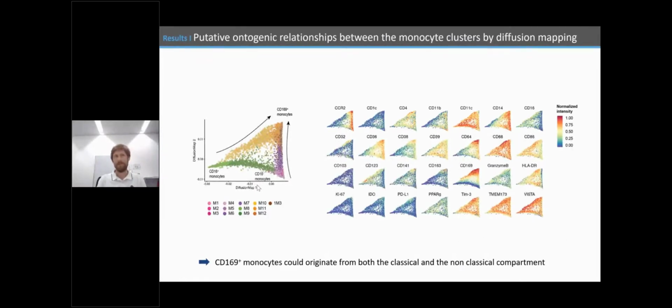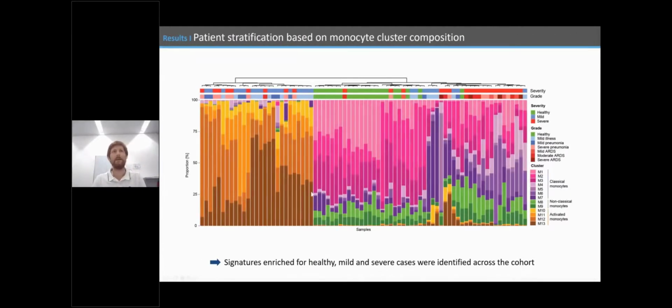In the next step, we wanted to see which of these monocyte phenotype clusters are associated with the disease states of our cohort. For that purpose, we made a stacked histogram plot where, for the different monocyte clusters, the color scale is shown here to the right, we plot the proportion for every individual patient of the different monocyte clusters. And the x-axis is showing all of the different samples.